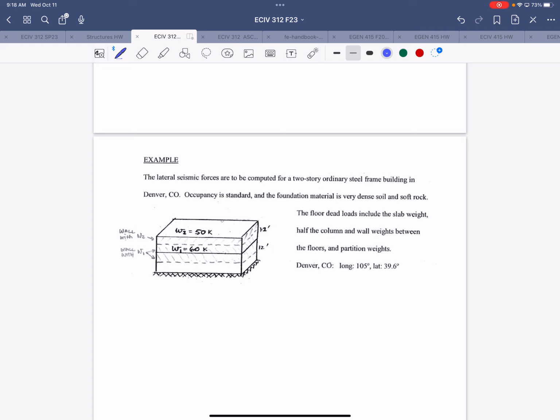We have this 2-story structure, and we're given that the lateral system is an ordinary steel frame building. So whenever you see something like that where it just calls it a frame building, if it doesn't specify that it's a braced frame, then it's a moment frame, all right? So an ordinary steel frame building, clarify that it is a moment frame if braced is not specified.